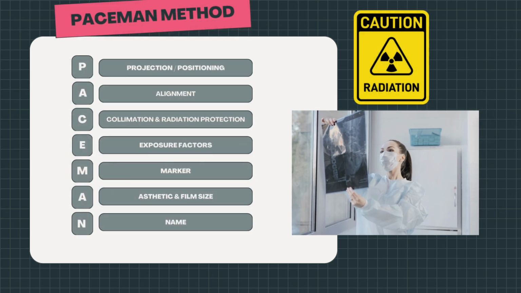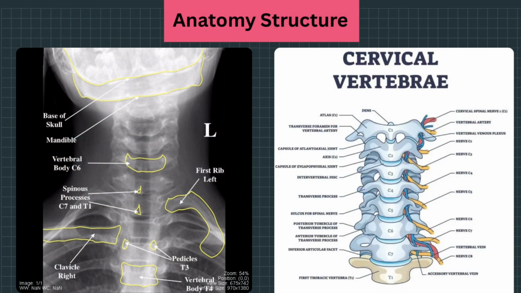PACEMAN is the method used to critique the radiograph, whether to accept or reject it. It consists of important points to be looked at. P is for projection or positioning. A is for alignment. C is for collimation. E is for exposure factors. M is for the marker. A is for the aesthetics of film size. Lastly, N is for the name and patient ID.